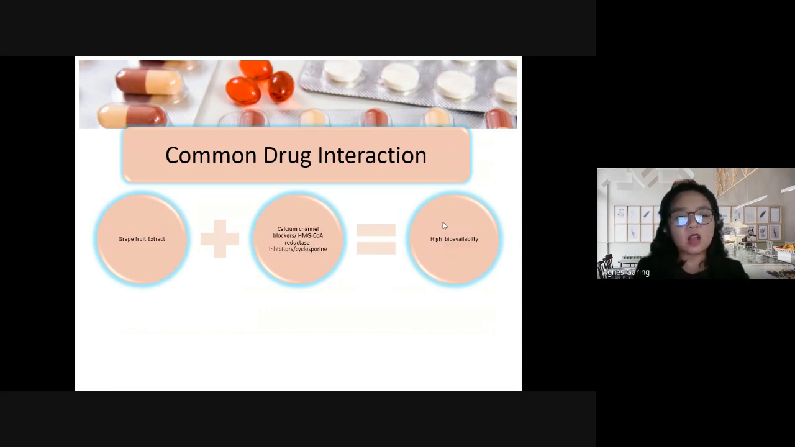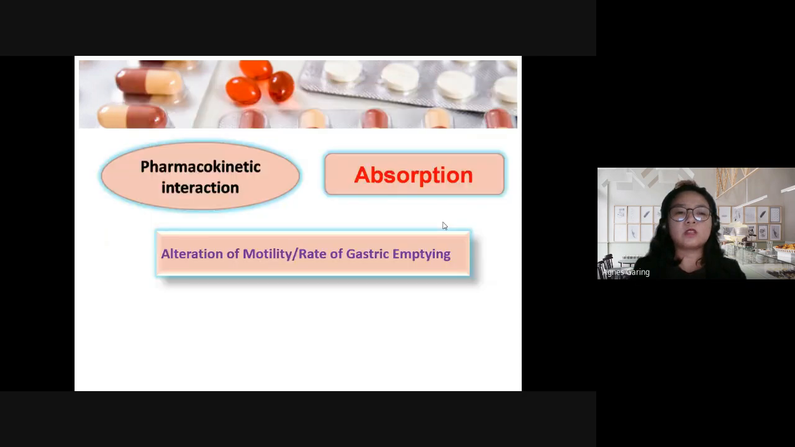And then grapefruit extract. So if it is taken with calcium channel blockers, HMG coenzyme A reductase inhibitors, or cyclosporin, then it might result in high bioavailability. So this one class, grapefruit extract kasi is an enzyme inhibitor. So what did I mention about enzyme inhibition? So yung enzyme inhibition, nagkakaroon siya ng mas mataas na effect ng drug. Okay? High bioavailability.